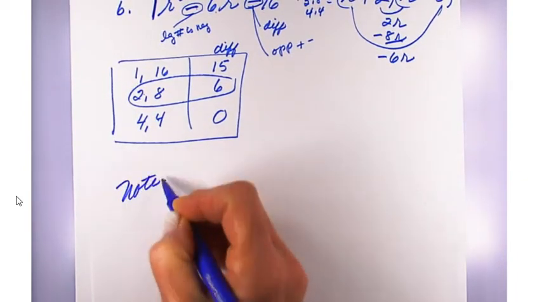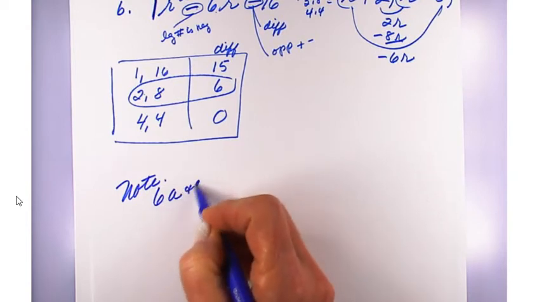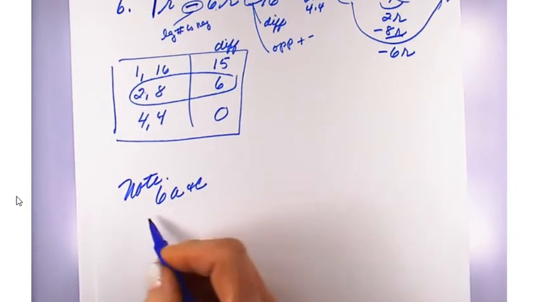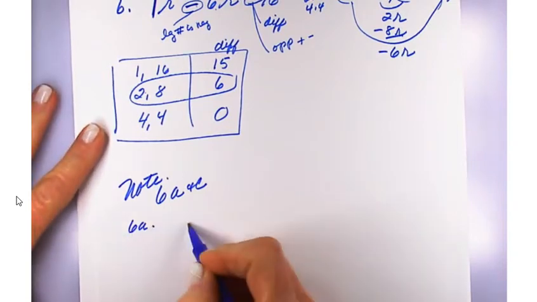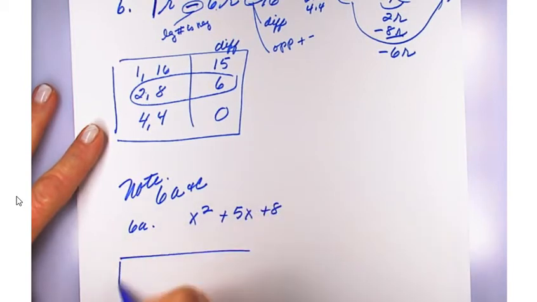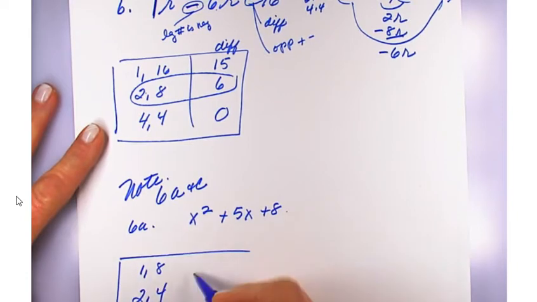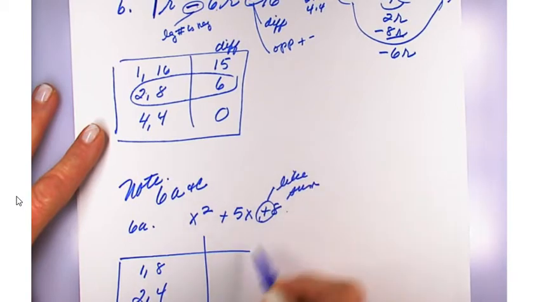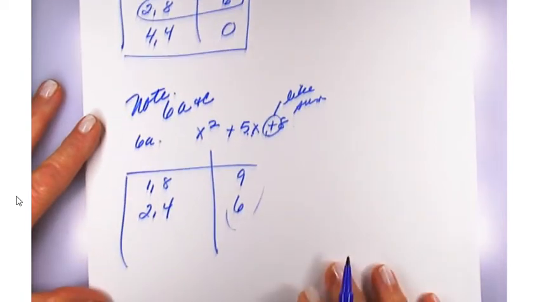Note 6a and 6c. So looking at 6a, we have 6x squared plus 5x plus 8. Let's look. 8 is 1 and 8, 2 and 4. That's all it is. The signs are alike, so I need a sum. That'd be 9 and 6. Well, I want a 5, and I only got a 9 or a 6. That doesn't make sense. I need a 5.